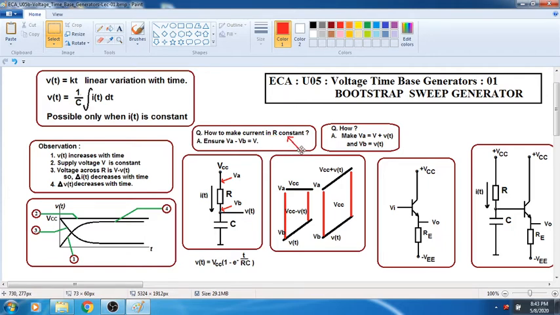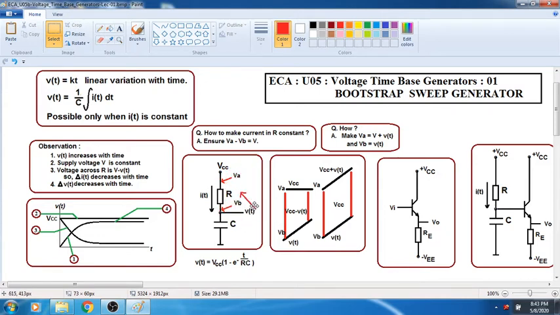That's the question. Now we make the current constant by ensuring that the difference in the voltages between this node VA and this node VB is always a constant. But we know that this is a constant voltage, VCC is constant, and this is increasing. So the difference has to be reducing. So how can we make it constant? We can't make it just like that, no.